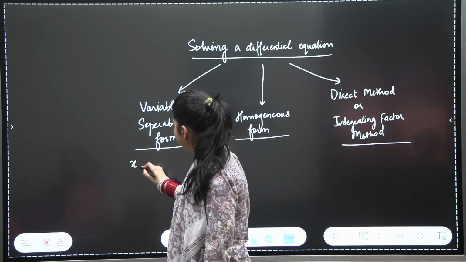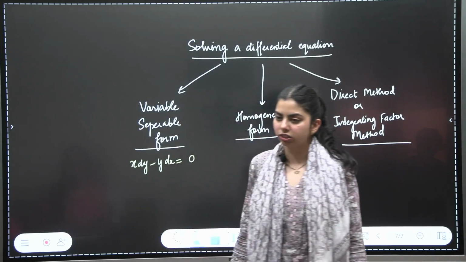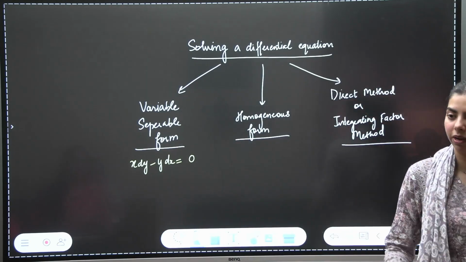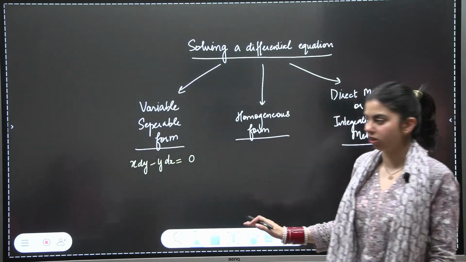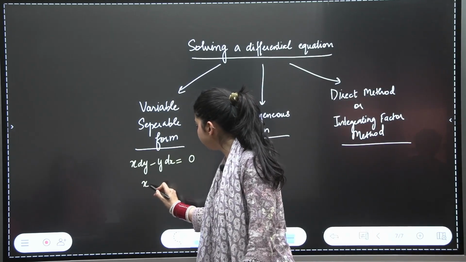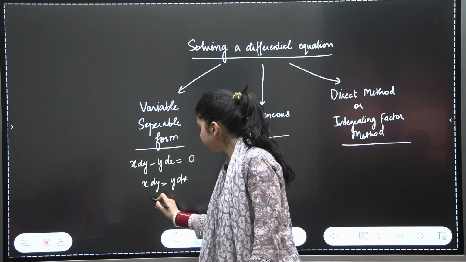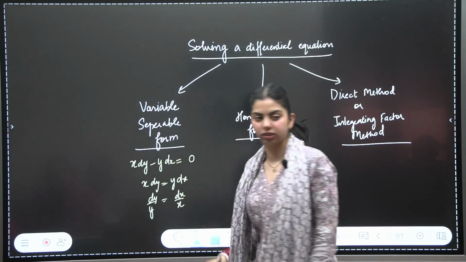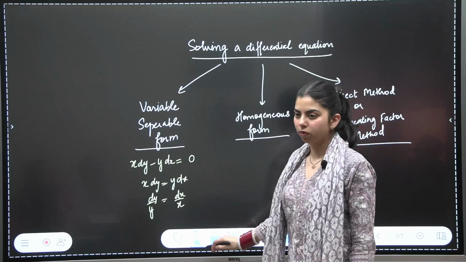Simple example, x dy minus y dx is equal to 0. Right? This is variable separable form. I will be able to separate my two variables x and y in this equation. How? I can simply say this is x dy is equal to y dx. This is simply dy by y is equal to dx by x. Correct? I am able to separate my variables. This is variable separable.